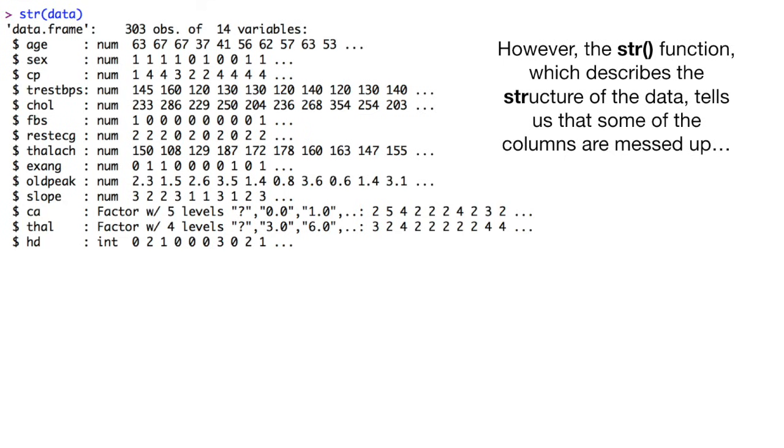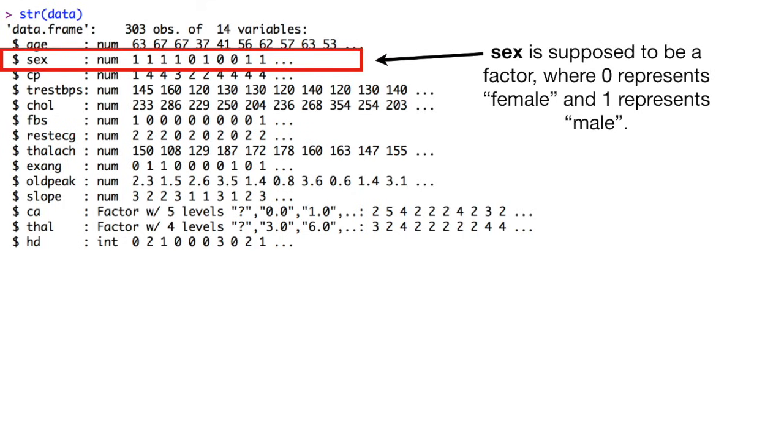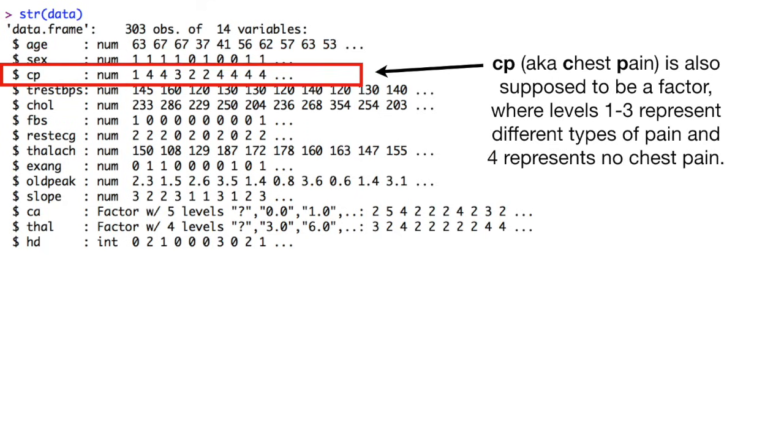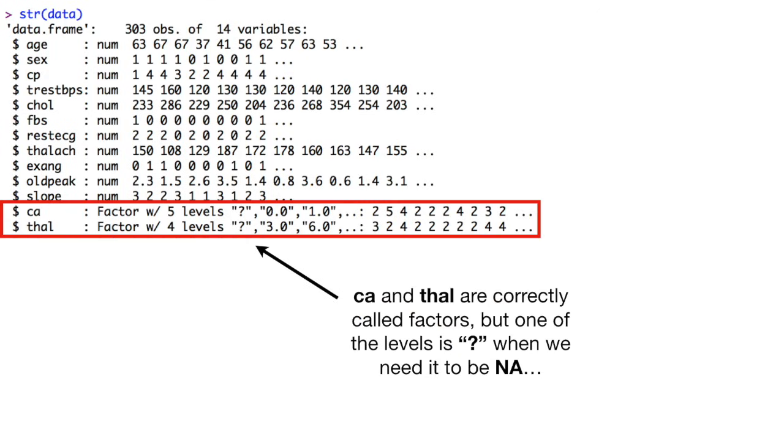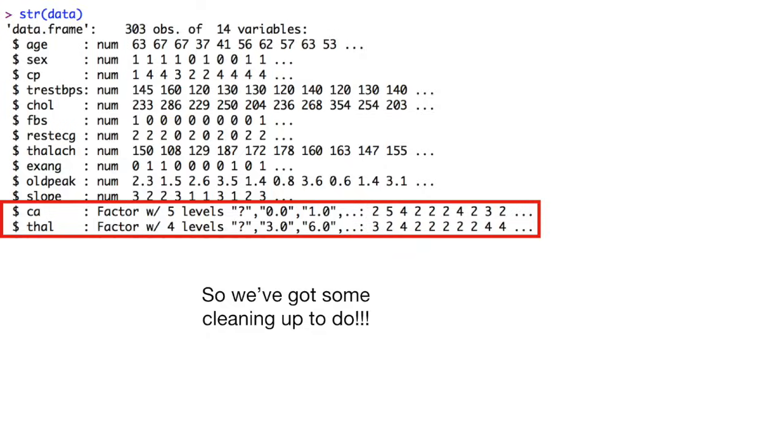However, the str function, which describes the structure of the data, tells us that some of the columns are messed up. Sex is supposed to be a factor where 0 represents female and 1 represents male. CP, aka chest pain, is also supposed to be a factor where levels 1 through 3 represent different types of pain and 4 represents no chest pain. CA and thal are correctly called factors, but one of the levels is a question mark when we need it to be an NA. So we've got some cleaning up to do.